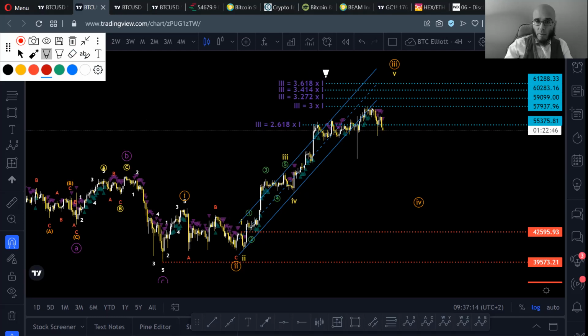My target remains the same as yesterday. I'm still at the target that wave 3 equals 3.618 times wave 1. I still think that is in play, and I'm still expecting that to happen. And my stop loss is still at 42,595.